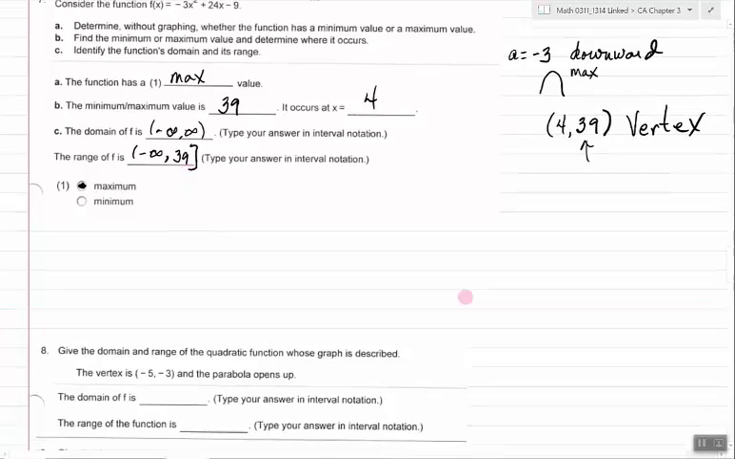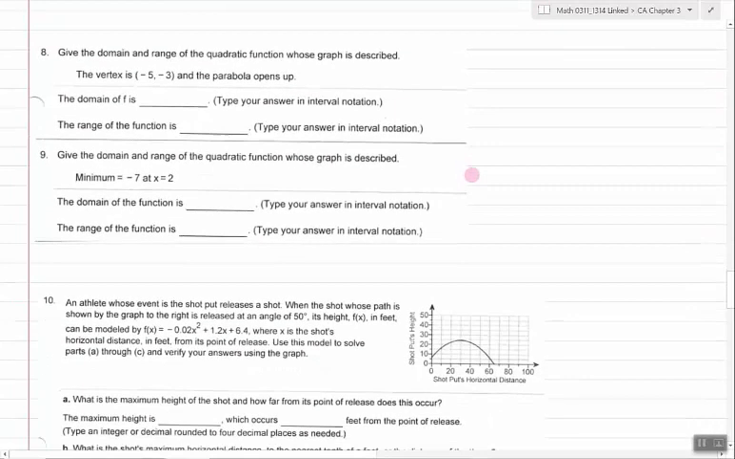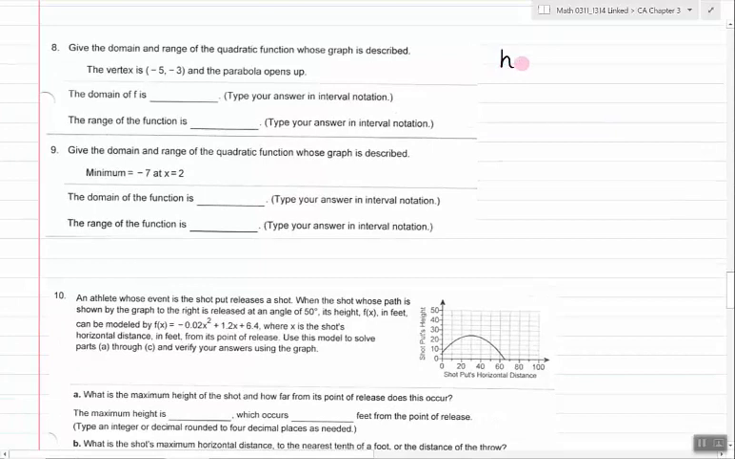Let's look at number 6. All right, this one says, give the domain and the range of the quadratic function whose graph is described. Here's the vertex, and it opens upward. Okay, well, if they give me the vertex is -5, -3, h is -5, k is -3. If it opens upward, then I know a is positive.